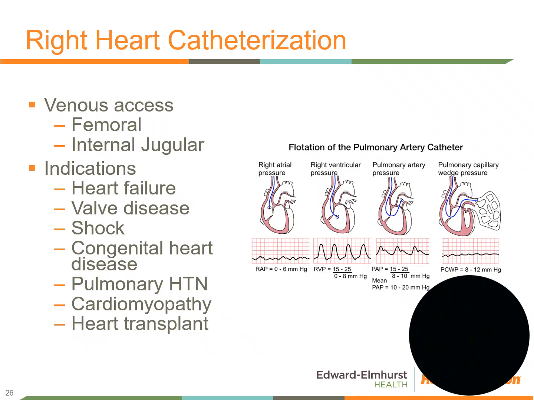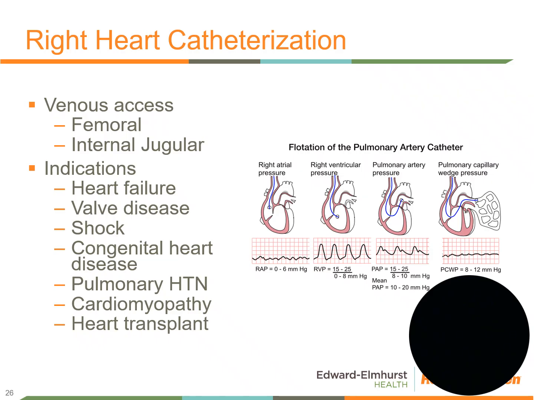It is venous access. We can go femoral, IJ, as well as brachial. The indications are heart failure, valve disease, shock, congenital heart disease, pulmonary hypertension, cardiomyopathy, or a heart transplant. And so you can see the location of the wedge catheter in the image to the right, as well as the pressures to kind of expect what you're looking for.